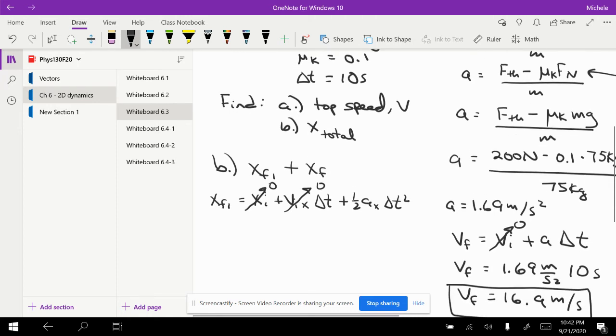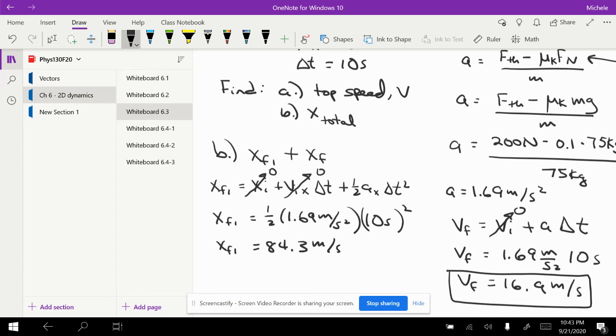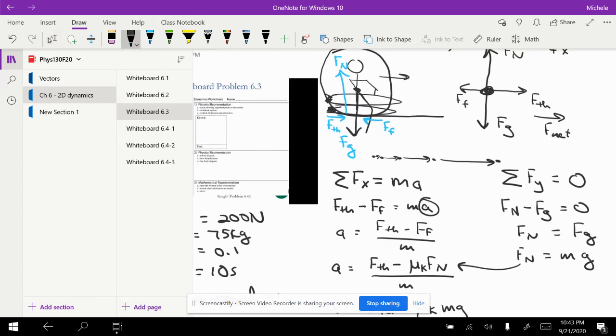And so really our x final 1 is from when he stops and turns his jetpacks on until the jetpacks turn off after 10 seconds. We have x final 1 is equal to 1/2 times 1.69 meters per second squared times 10 seconds squared. And when we work that out, we get x final 1 is equal to 84.3 meters. So that's the distance he goes right to here. So this distance right here is going to be 84.3 meters.